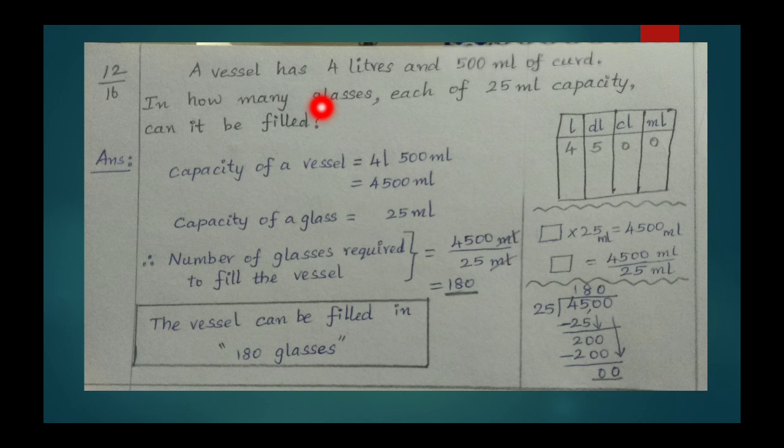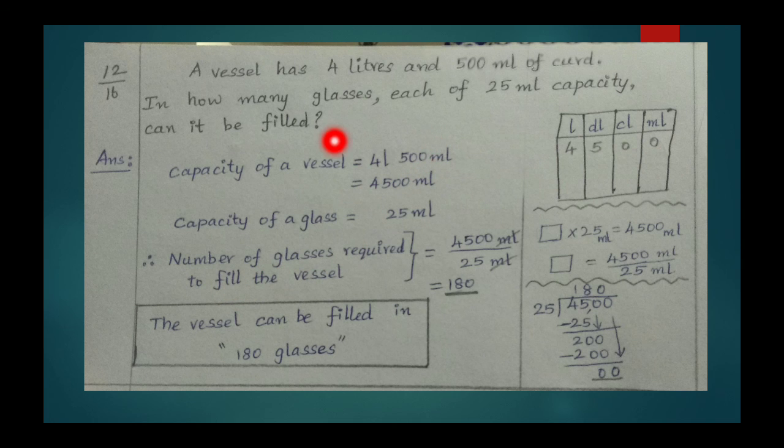A vessel has 4 liters and 500 ml of curd. So 4 liter 500 ml is 4500 ml. This is the capacity of the vessel. In how many glasses, each of 25 ml capacity, can it be filled? So the capacity of the vessel is 4 liter 500 ml and the capacity of a glass is 25 ml. We convert the capacity of the vessel into ml. See, already we have converted, I told you.